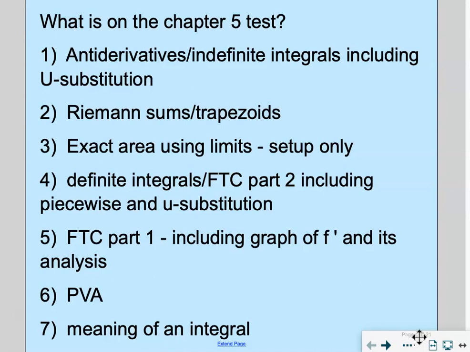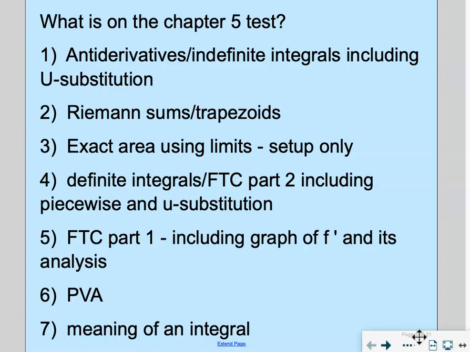All right. Number 4, definite integrals, or in other words, FTC Part 2, including integrals of piecewise functions and U substitution with a change of limits on a definite integral. So if you have not done the Chapter 5 review assignment in WebAssign, which is optional, but strongly suggested, there is a nice, simple, definite integral of a piecewise function in there that I would make sure I could do prior to Wednesday.